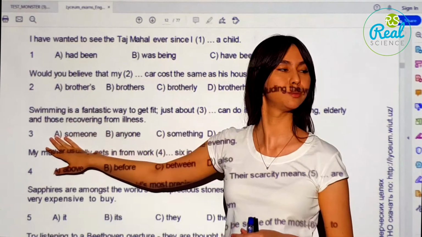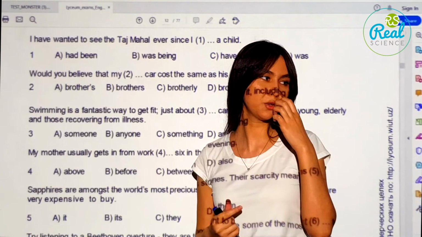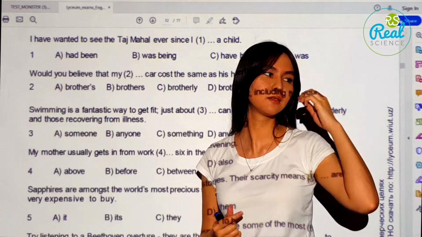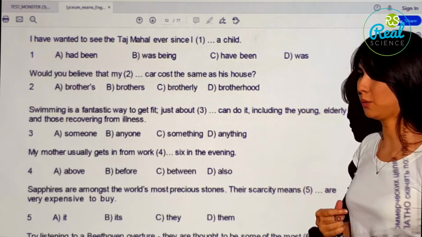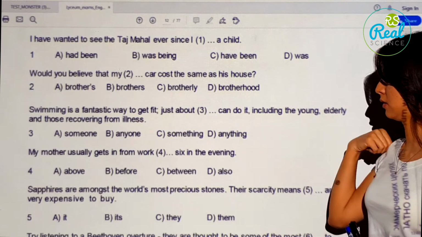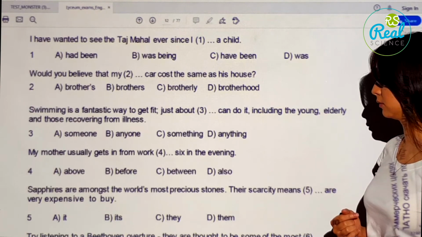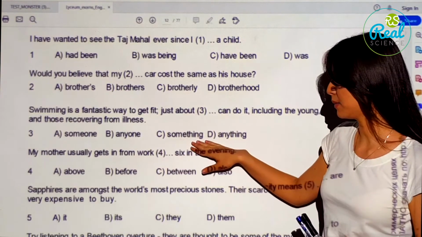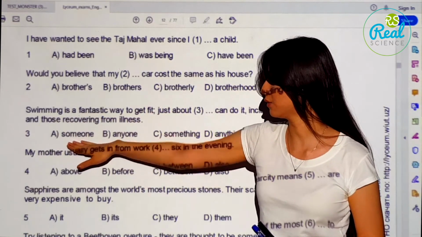Third one. I can read. May I? Okay, Aziza, can you read the third one? Aziza? Swimming is a fantastic way to get fit. Just about anyone can do it, including the young, elderly, and those recovering from illness. Yes, just about anyone can do this action. Very good. The correct answer is B1.